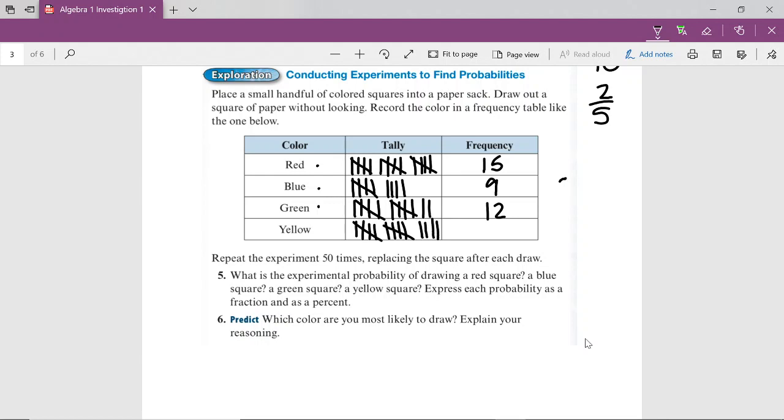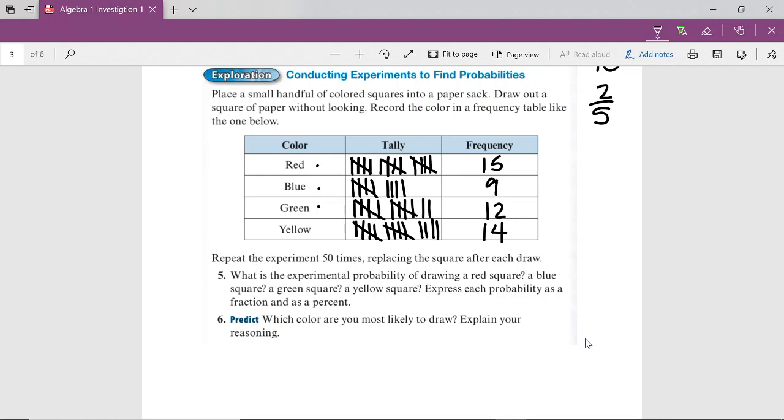Once again, I'm just making up this data just to show what exactly you're going to do once you do your own experiments. So let's say this is the data that someone got for their experiment. It says, number 5, what is the experimental probability of drawing a red square, blue square, green square, yellow square, expressed each probability as a fraction and a percent?